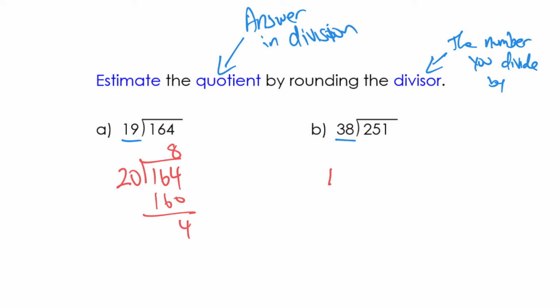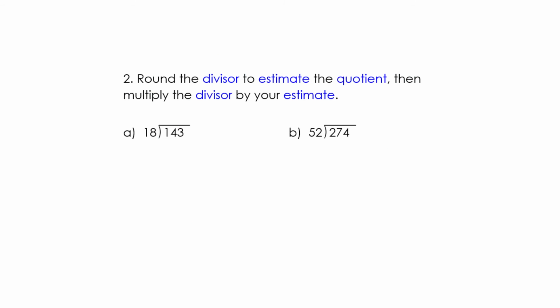38, you can round that to 40. 40 into 251, you're basically asking yourself, how many times does 4 go into 25? So 4 times a number gets somewhat close to 25, and that number would be 6, because that would be 240.